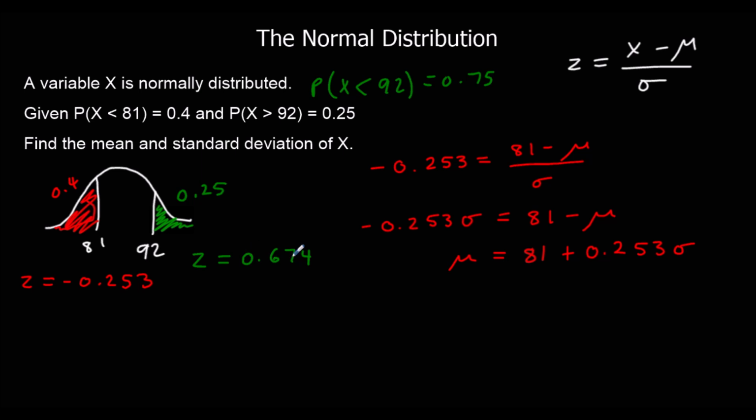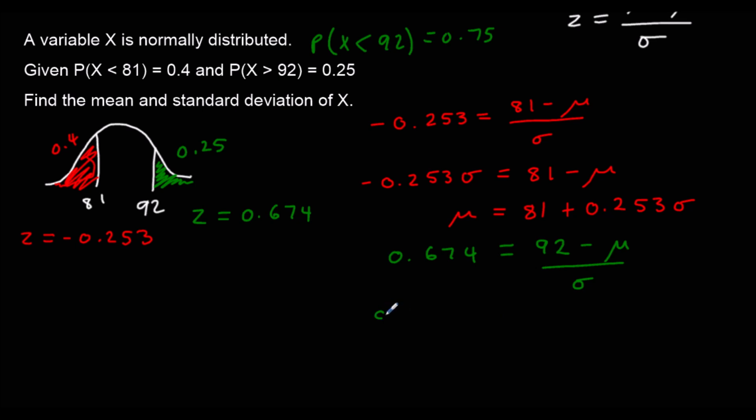And I'll do the same thing for the other one. So we've got a Z of 0.674. That's equal to 92 minus the mean over standard deviation. So I'm going to multiply both sides by standard deviation. Plus the mean to both sides. And this time I'm going to take away 0.674 standard deviation.